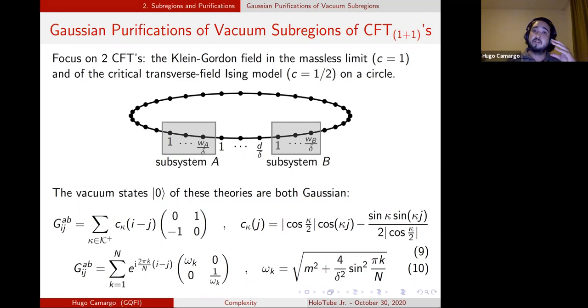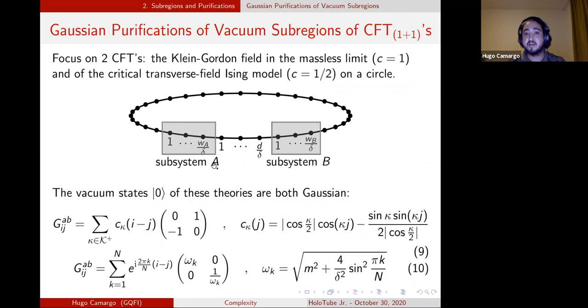We focus on two paradigmatic CFTs. We focus on the Klein-Gordon field in the massless limit, and we focus on the critical transverse Ising field model on a circle. What is interesting is that the vacuum states of these theories are Gaussian. So this means that we can treat them by exploiting the symplectic structure of the symmetry that their covariance matrices have.